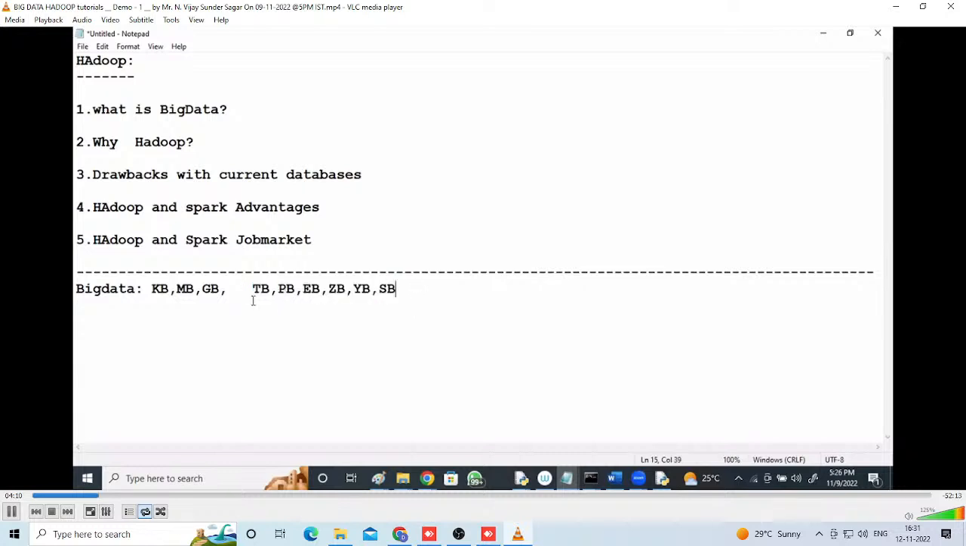Big data. You should have seen KBs of data, MBs, GBs, or even TBs of data. But do you think petabytes of data are getting generated in the current real world? What are examples of petabytes or exabytes of data generation?